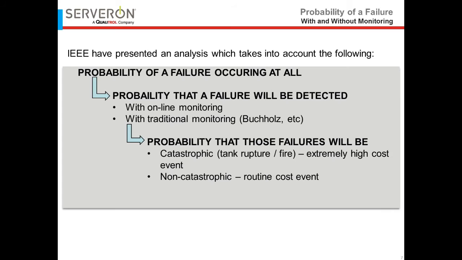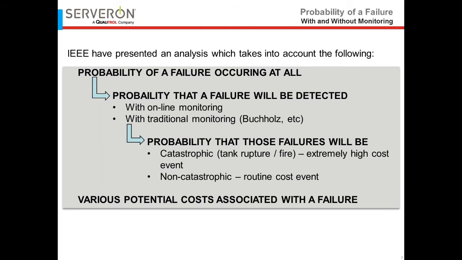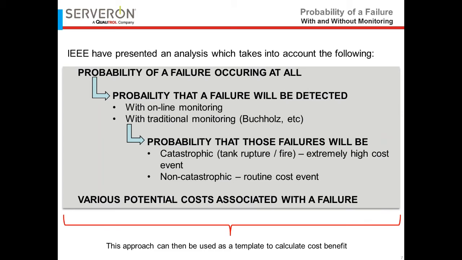And then you should calculate the probability that those failures will be catastrophic, and that is defined as tank rupture or fire, and it is generally associated with an extremely high cost event, or non-catastrophic. So the failure or fault is contained within the tank, and it is a routine cost event. And then you should consider the various potential costs associated with that failure. So this approach can be used as a template to calculate cost benefit, and we'll take a look at it.